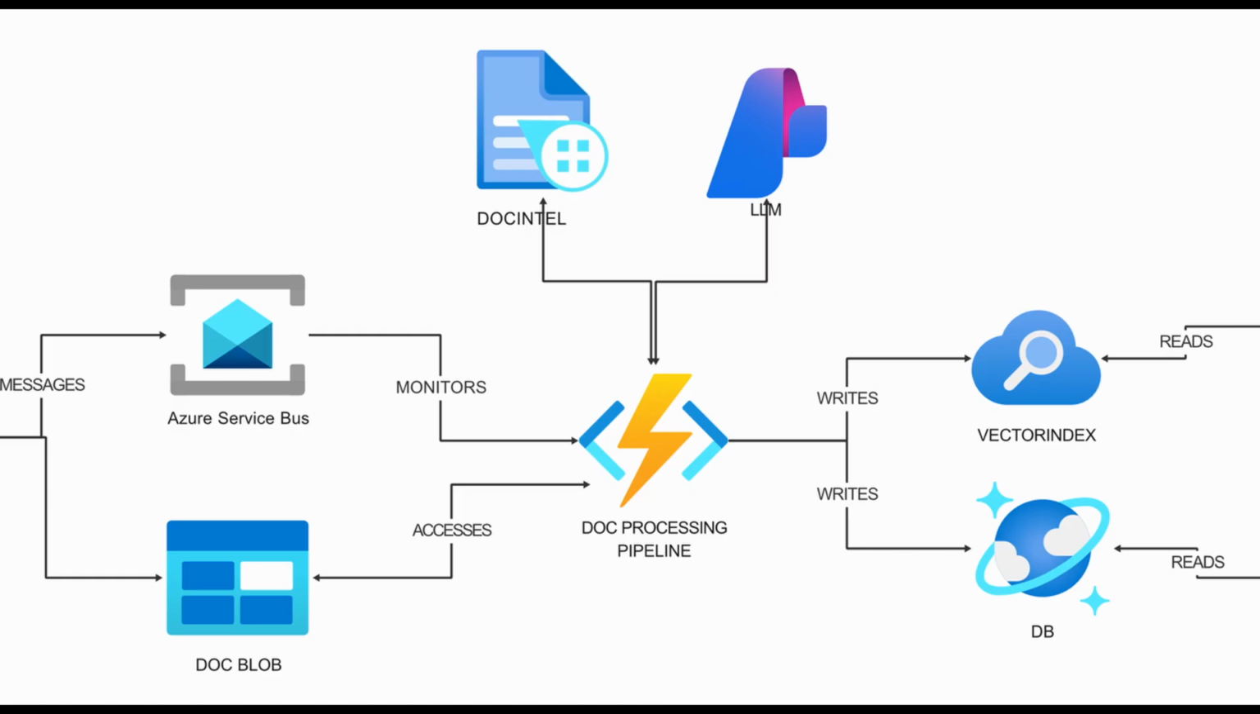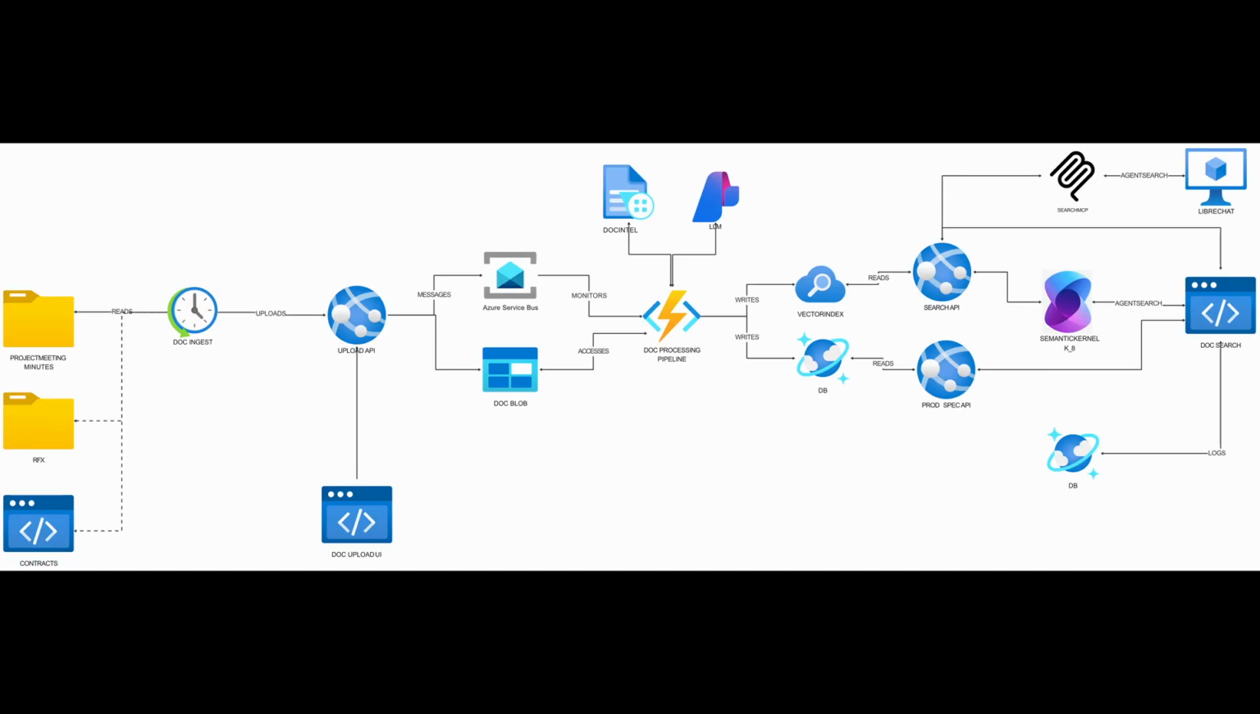The processing pipeline occupied the center of the diagram. It was represented by a lightning bolt. Somerville thought this was optimistic. From the pipeline, 2 paths diverged. One wrote to a vector index, from which a search API read, from which a semantic kernel component reasoned, arriving finally at a doc search interface.